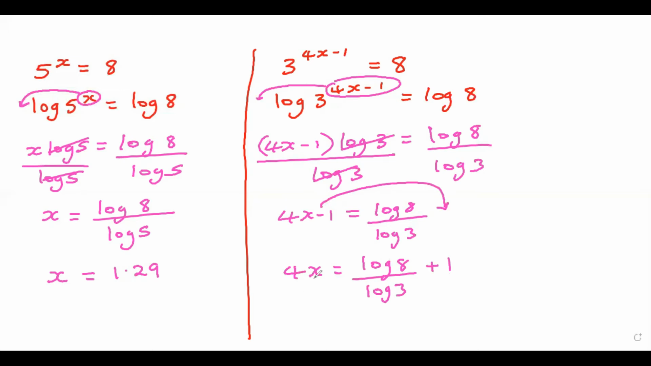And then you want to get x by itself, so you're dividing both sides by 4. So the 4's cancel, and you'd have log 8 divided by log 3, which you can work out. Then add 1 to it, and then divide by 4. And you're going to get x being equal to 0.723.